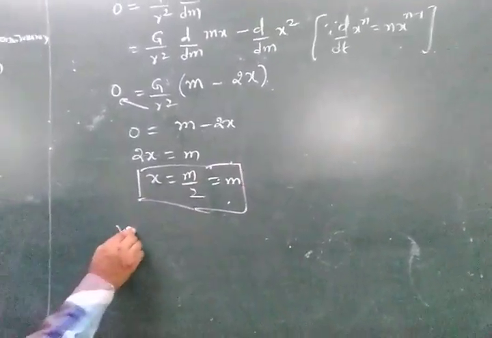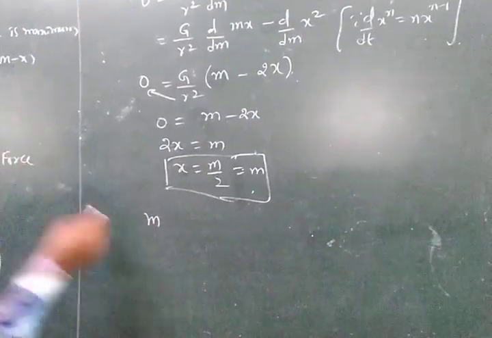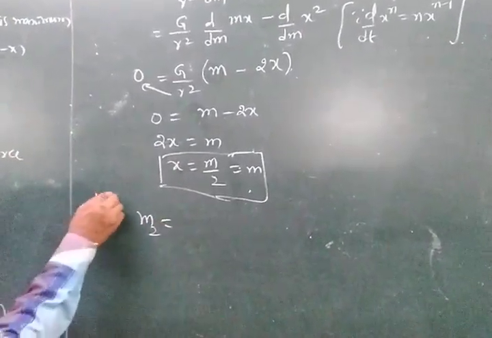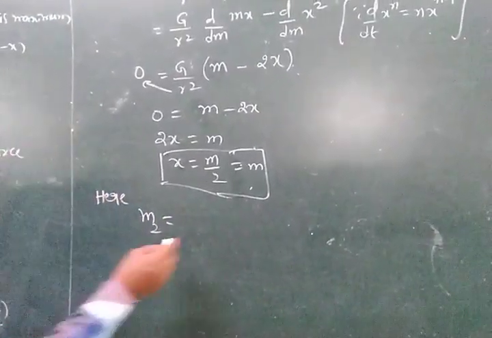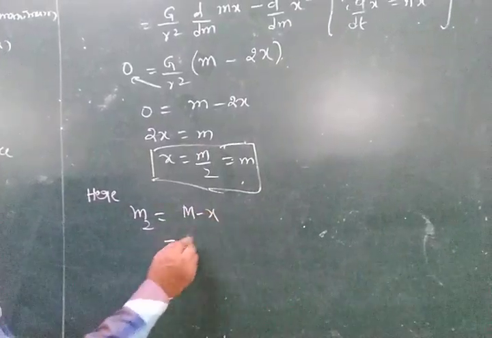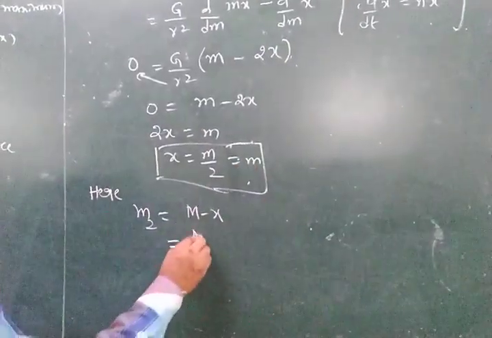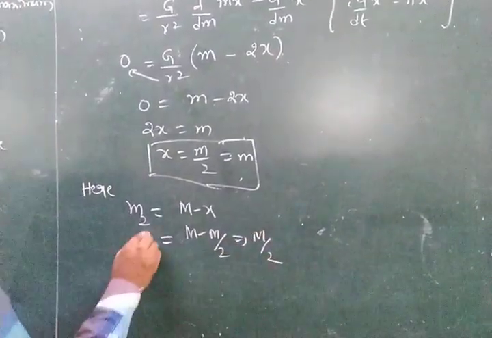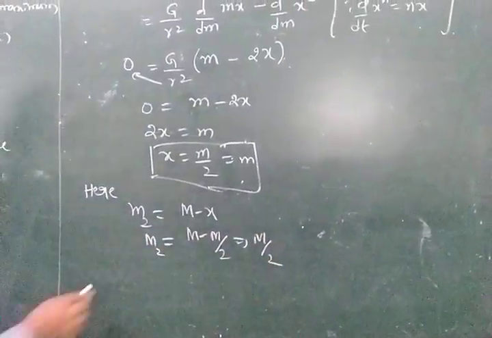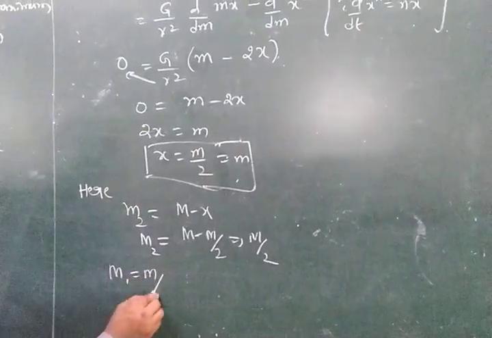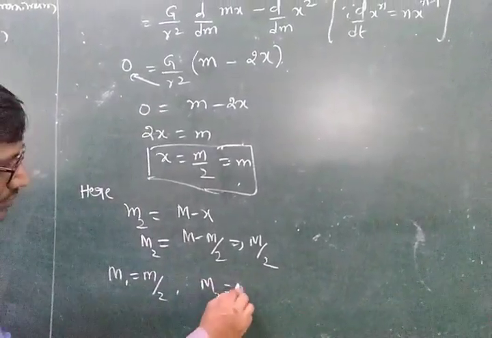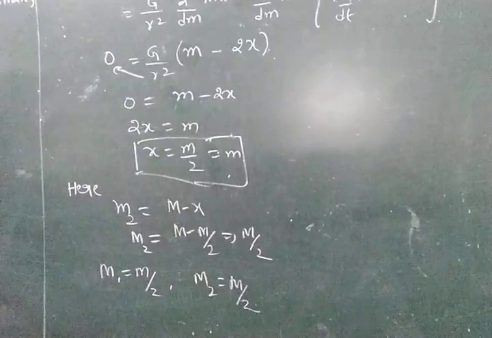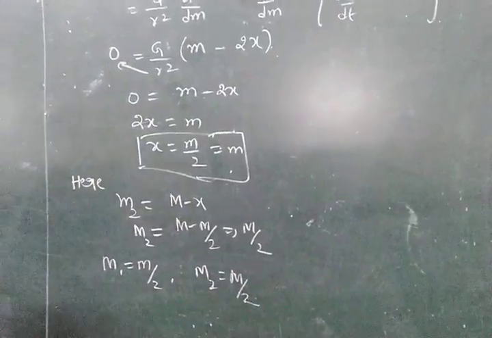Then we can find out m2. m2 is equal to M minus x. Here x is equal to M by 2, so M minus M by 2 is also M by 2. So the masses are m1 is equal to M by 2 and m2 is equal to M by 2. The two masses are equally divided.